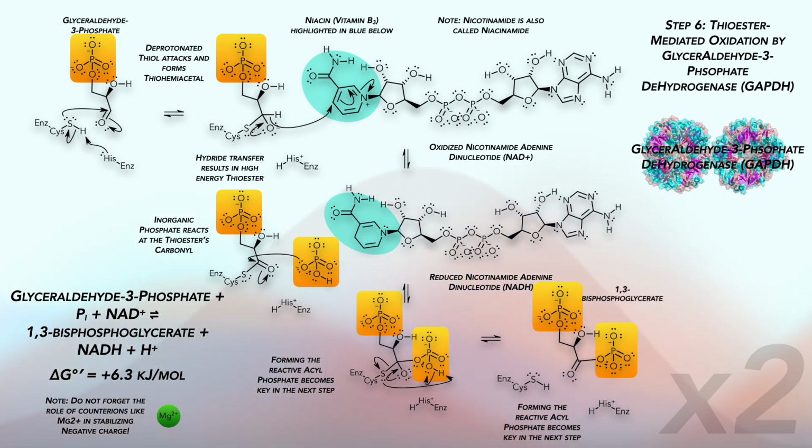And now with glyceraldehyde 3-phosphate dehydrogenase, we have the first oxidation of glycolysis. An active site cysteine attacks the aldehyde, forming a covalent thiohemiacetal. A hydride transfer reduces NAD+ to NADH. The resulting thioester is then attacked by inorganic phosphate and produces 1,3-bisphosphoglycerate. Notice what has happened. The energy released by oxidation has not been lost as heat. Instead, it has been conserved within a high-energy acyl phosphate.